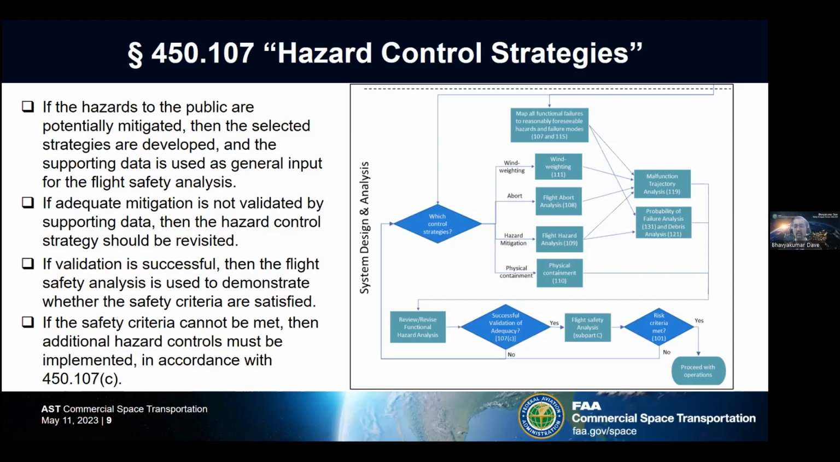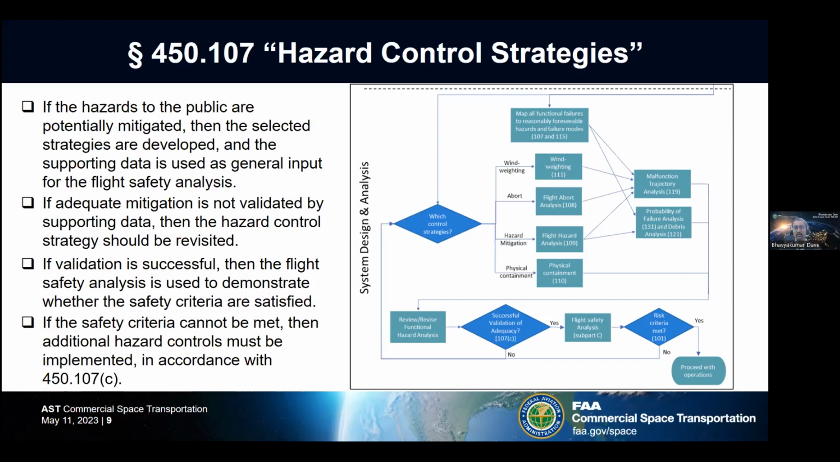And again, it's important to note here that the malfunction trajectory analysis per 119, the probability of failure analysis per 131, and the debris analysis per 121, they are part of the FSA, the flight safety analysis, but they are very critical aspects of this process to assuring public safety. So moving forward in this flowchart, the functional hazard analysis should be reviewed and revised based on the hazard control strategy that is selected and the supporting data, which includes the flight safety analysis data. And if the mitigation is not validated by the supporting data, then again, there is a feedback loop where the hazard control strategy needs to be revisited or the methodologies need to be updated for the selected hazard control strategy.